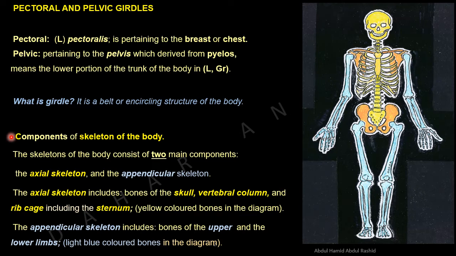Components of the skeleton of the body. The skeleton of the body consists of two main components, the axial skeleton and the appendicular skeleton. The axial skeleton includes bones of the skull, vertebral column, and the rib cage, including the sternum. They are in yellow color in the diagram. The appendicular skeleton includes bones of the upper and the lower limbs. They are light blue colored bones in the diagram.